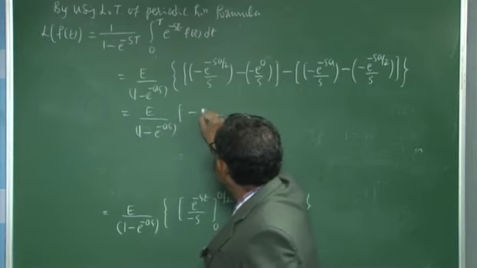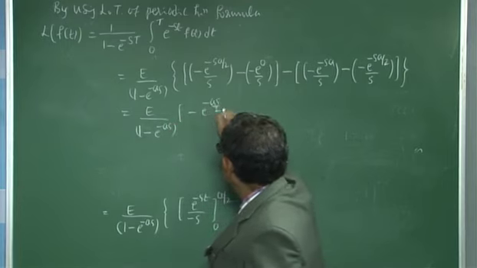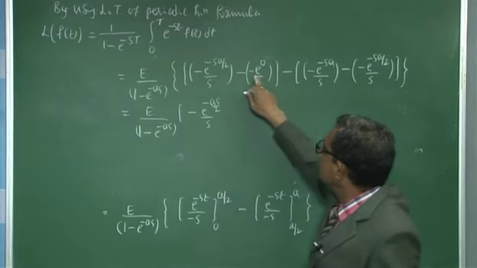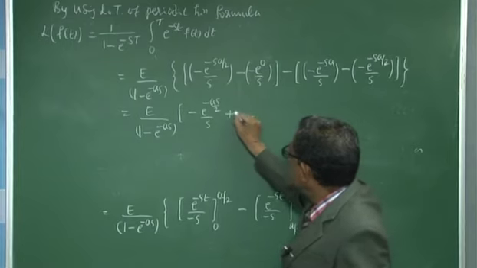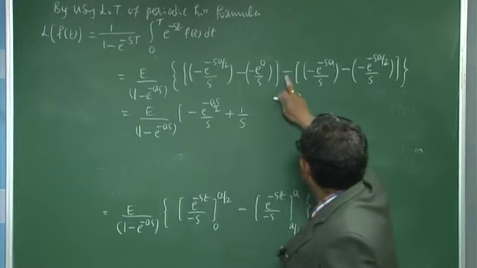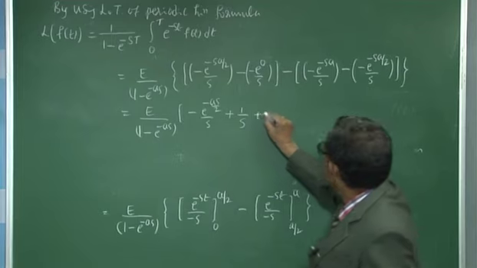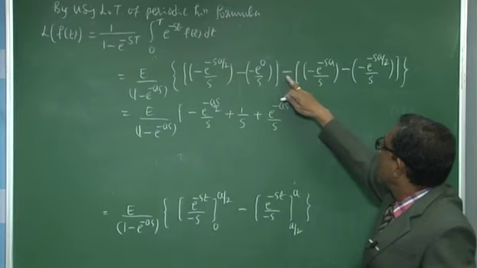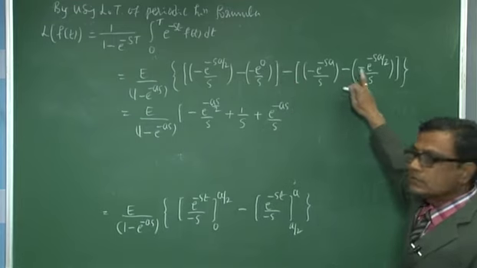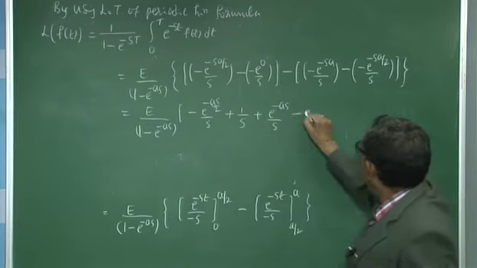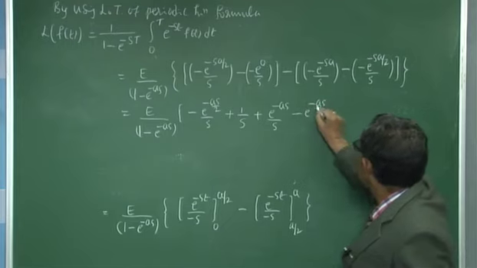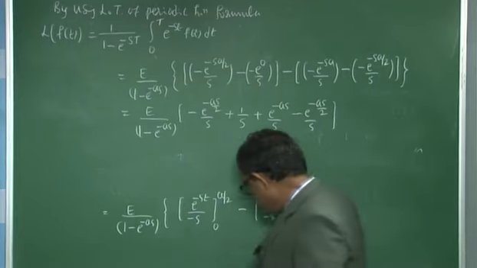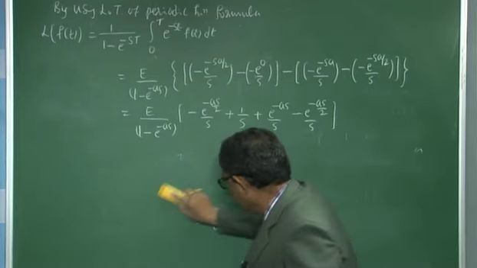Now it is minus e raised to minus as by 2 by s. Minus into minus, it is plus. E raised to 0 is 1. It is 1 by s. Then minus into minus, it is plus e raised to minus as by s. Then minus into minus plus. Plus into minus is minus e raised to minus as by 2 by s. Now simplify. Again further simplify.